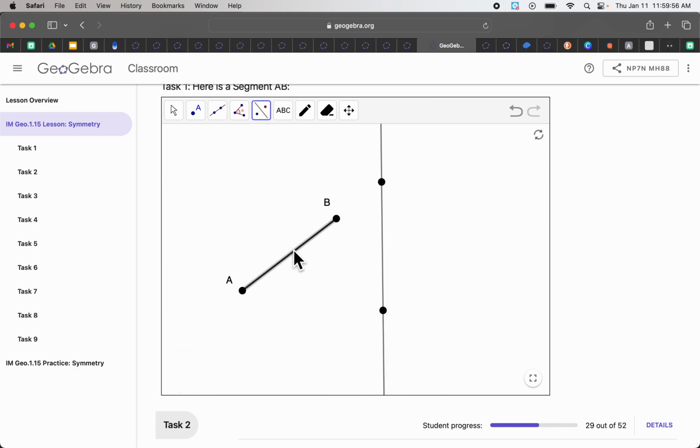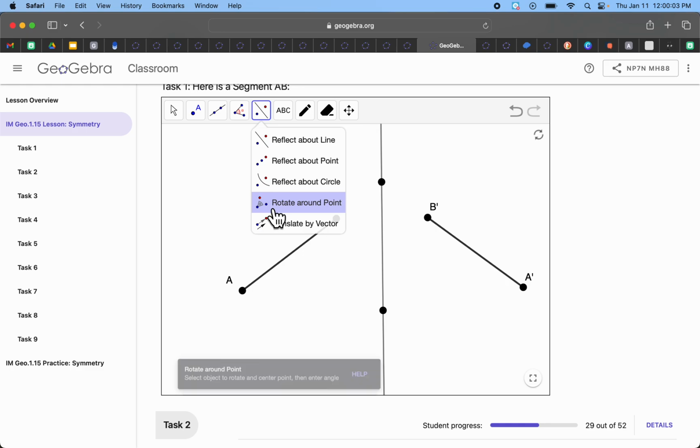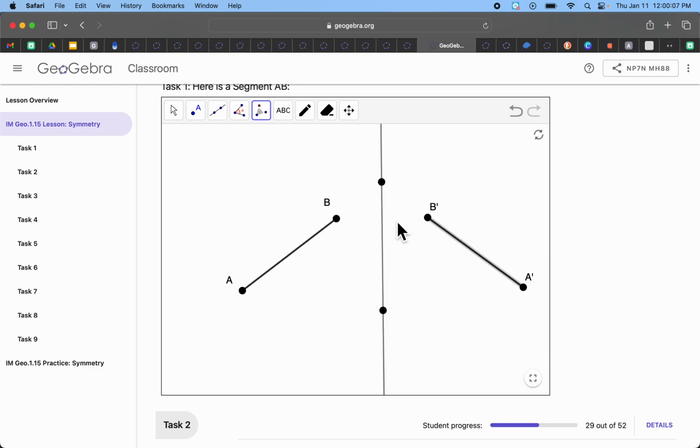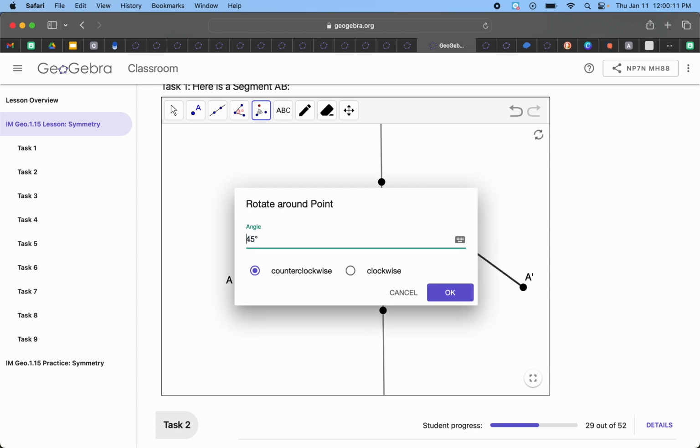So we're going to reflect this across this line. We're going to get that. And then I think we might be able to rotate this back. So I'm going to rotate this using this point right here. I'm going to rotate it back. I don't know. I'm going to guess that it's like 95 degrees or something like that.